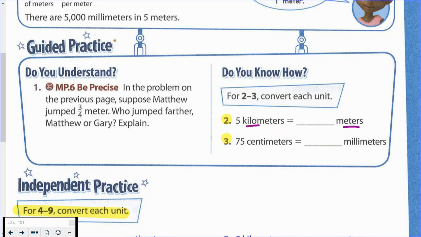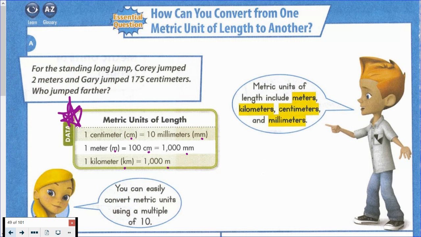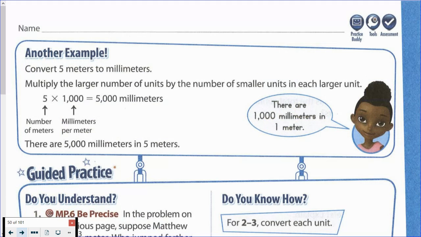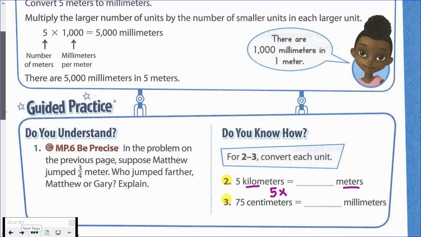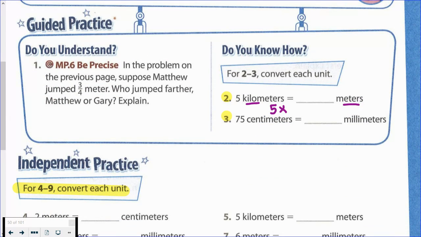So we know kilometers are a really long distance that you would have to run or even drive. And we're going to meters. So we're going from a really big unit to a much smaller unit. Now, let's think about what we know. We have 5 kilometers. And if you look back at the conversion chart, there's 1,000 meters in each kilometer. So this would be 1,000 and 1,000 and 1,000 and 1,000 and 1,000, 5 times that.